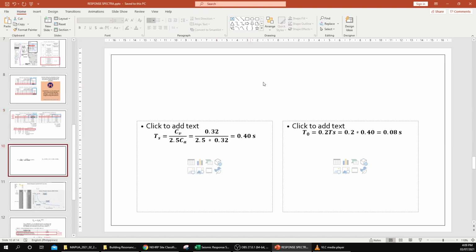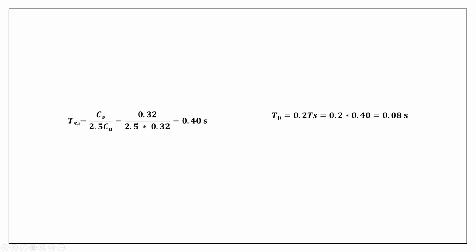Now let's proceed to the construction of the seismic spectral response curve. And of course, we need first these ordinates. So Ts is equal to Cv divided by 2.5 Ca, and that will give you 0.32 divided by 2.5 times 0.32, and you will get 0.40 seconds.